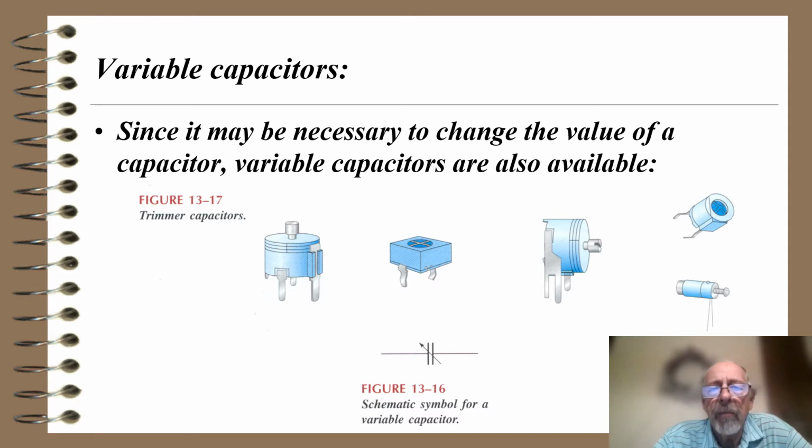This slide shows variable capacitors, and since it may be necessary to change the value of a capacitor, variable capacitors are also available. And you might notice that each one of these has some type of little trim screw that you can turn, and it will change the amount of capacity in these trimmer capacitors, they're called. In figure 13-16 there, it shows the variable capacitor symbol, which is two straight lines that don't touch with an arrow going through them, indicating that we can vary the amount of capacity.